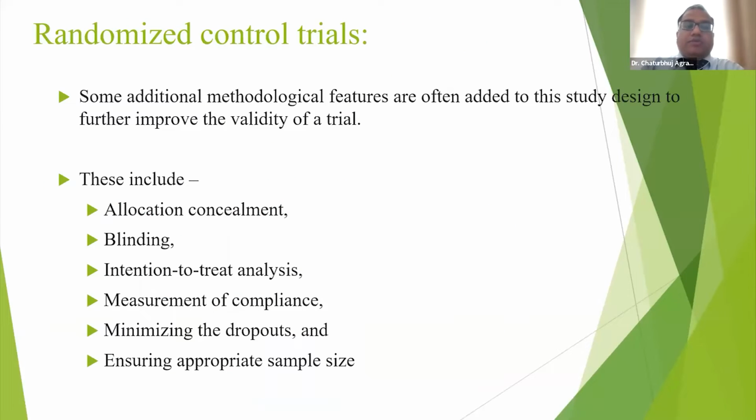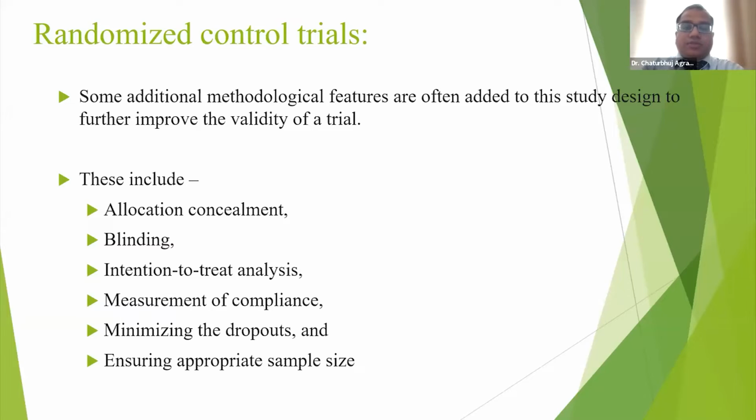Some additional methodological features are often added to the study to further improve the validity of a trial. So what are these features? We can see them one by one. I will not go into details, in the interest of time. There is allocation concealment and blinding. Blinding is very important. It could be double blinding or single blinding. These are all very important factors to reduce selection bias. Intention to treat analysis, we will see when I come to the clinical trial part. Then measurement of compliance, minimizing dropout is very important, and ensuring an appropriate sample size.